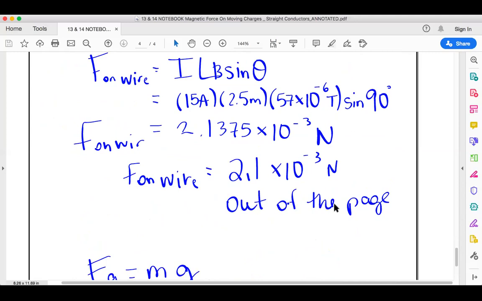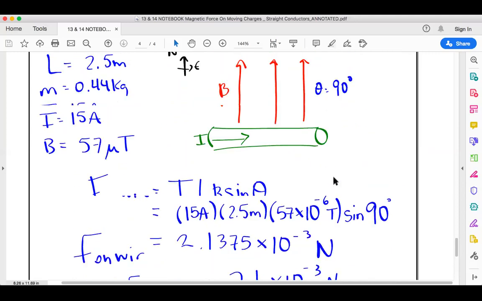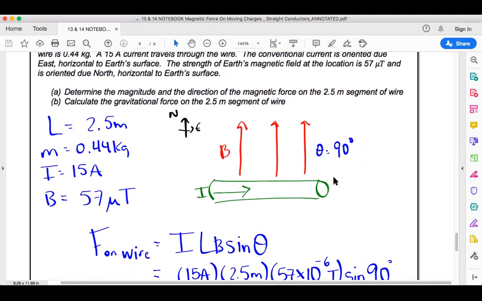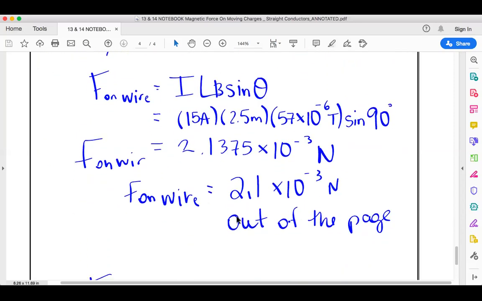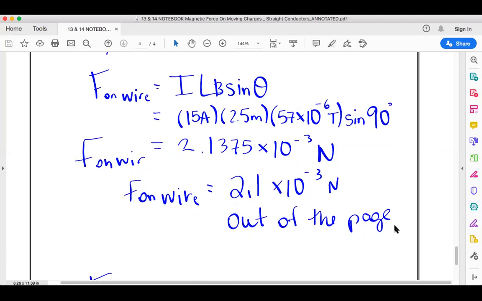Now, force on the wire, we have to figure out the direction. According to the diagram, if that was considered east and this was considered up, you would see that your palm points out of the page. So the force would be out of the page.